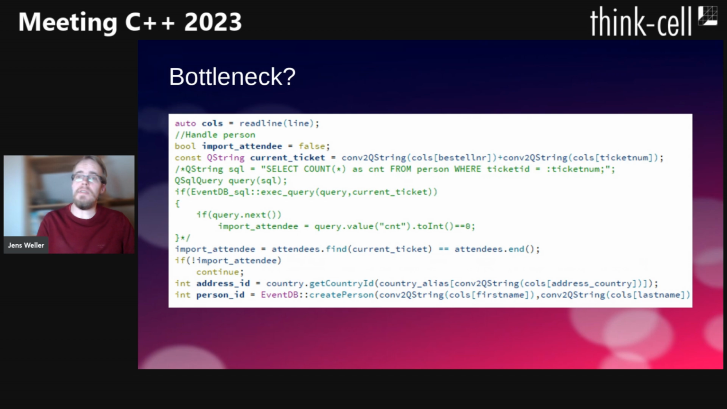Here we see that I concatenate two QStrings, the order number and the attendee ID, to get a new unique string, because I need something which identifies an attendee in the import. The first time I did that, I got into the SQL trap, and I wondered why the import is so slow. Constructing an SQL query every time, the allocations, database connection, and all that, is not fast. Don't do that.